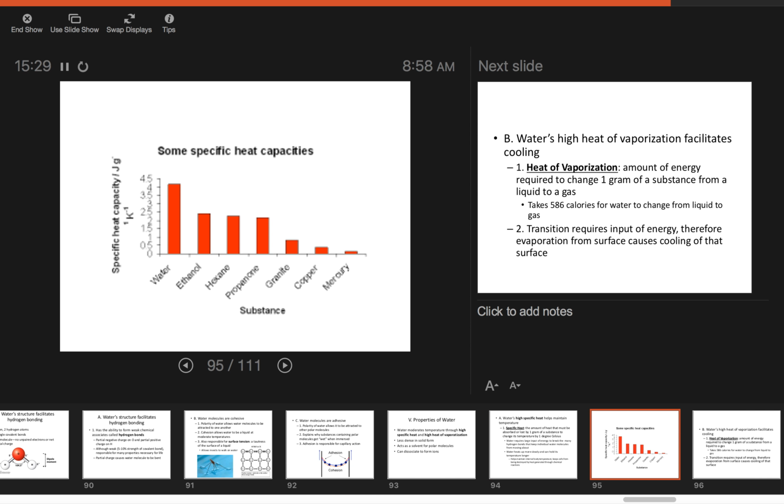So to compare specific heat capacities of water and other substances, here's water, pretty high. Here's ethanol, hexane, propane, granite, copper, mercury. Those two are metals. It doesn't take a lot of heat energy to heat them up. Water, it does.